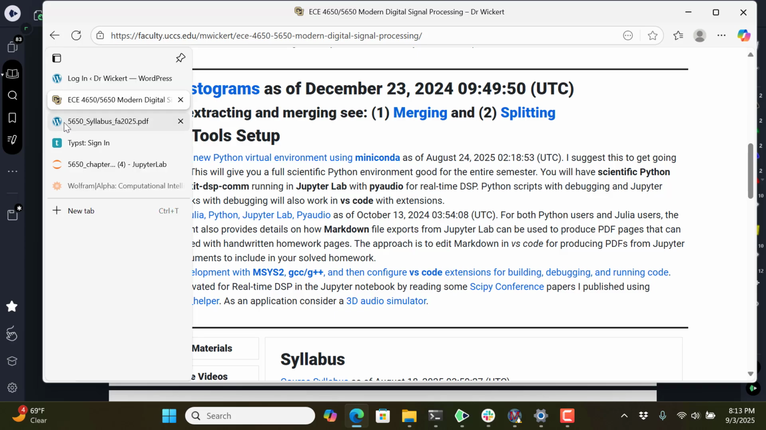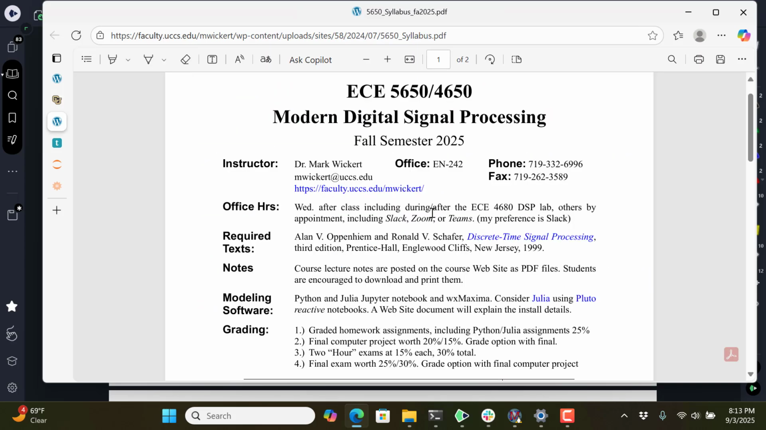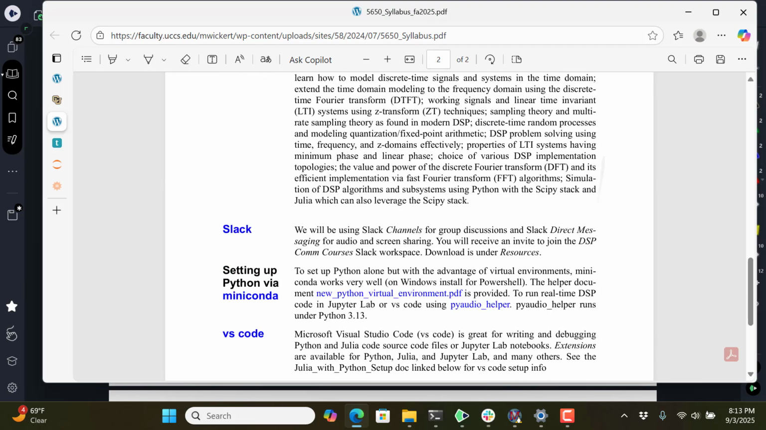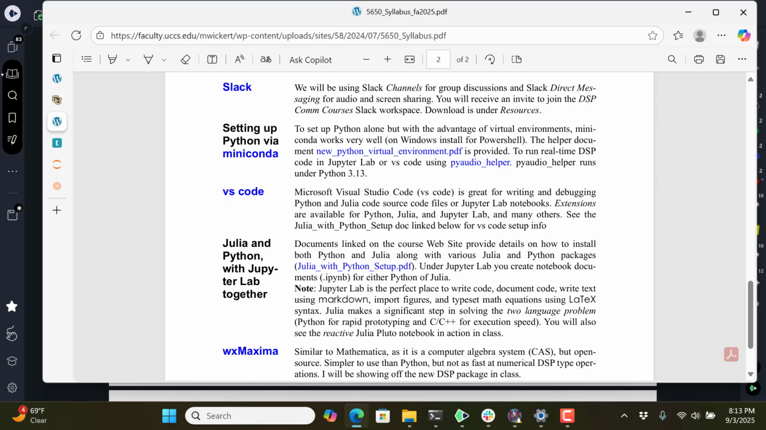We'll sort of enter that domain by starting in the syllabus. And in the second page of the syllabus is where I talk about software tools that are relevant for the class. So Slack, we've been through that. Everybody's set up on that. The next one is setting up Python via Miniconda.